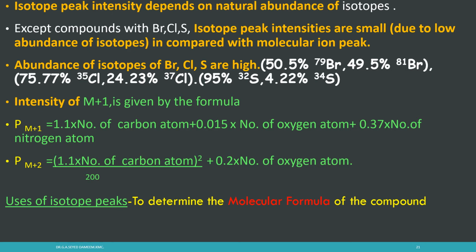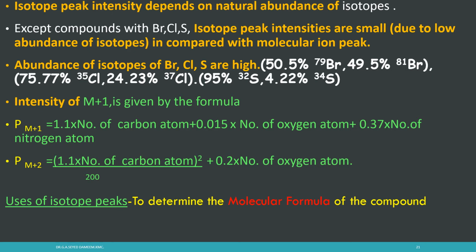For example, P(M+1), that is the intensity of the M plus 1 peak, is equal to 1.1 times the number of carbon atoms plus 0.015 times the number of oxygen atoms plus 0.37 times the number of nitrogen atoms. Similarly, P(M+2), the intensity of the M plus 2 peak, is given by (1.1 times the number of carbon atoms) whole squared divided by 200, plus 0.2 times the number of oxygen atoms. So using these formulas, we can determine the number of carbon, oxygen, and nitrogen atoms in the molecular formula.